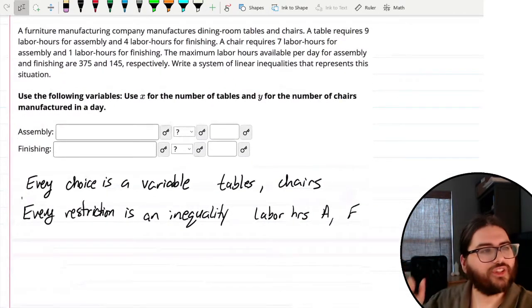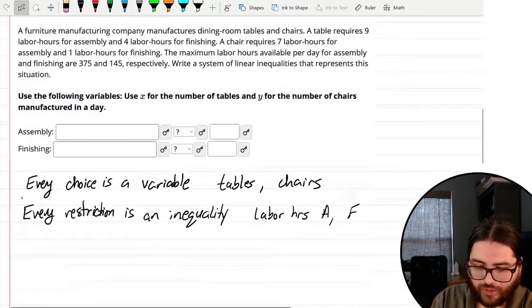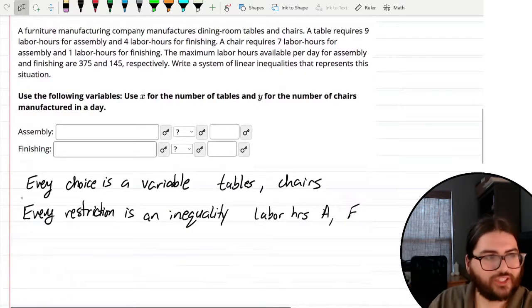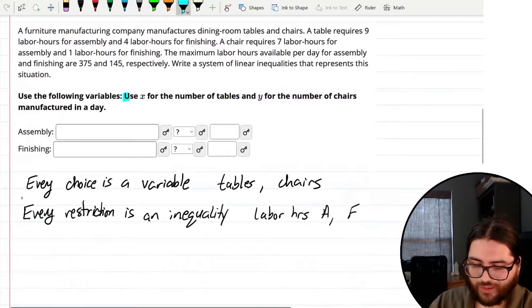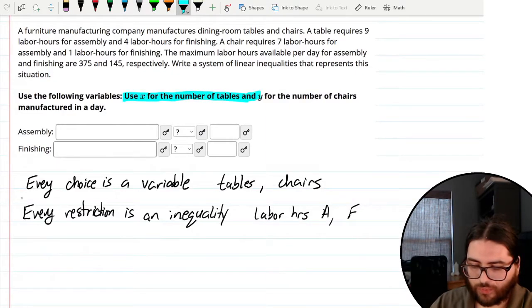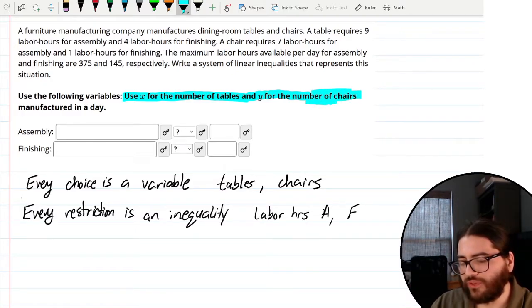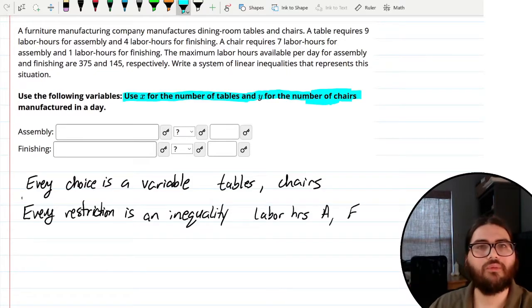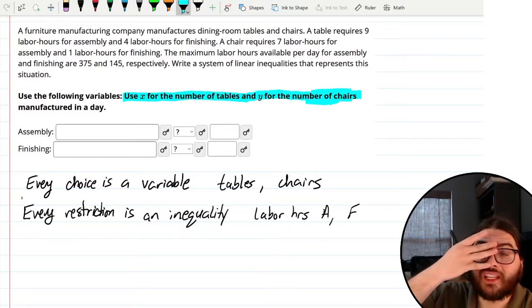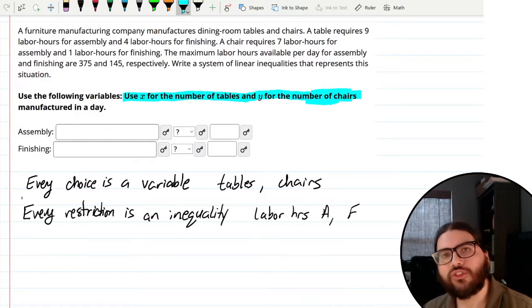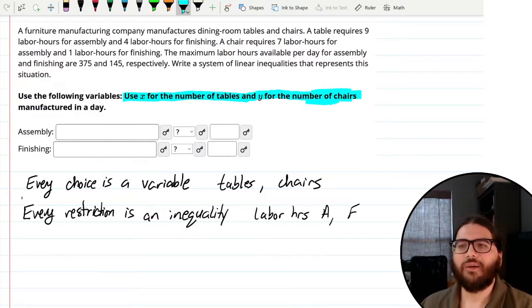So the directions tell us to use, and this is a bit of cheating, you won't always have the directions to tell you this. But it tells us to use X for the number of tables and Y for the number of chairs. So it kind of told you which variables to use in the problem. You didn't have to decide how many variables there were and which variables you would use.